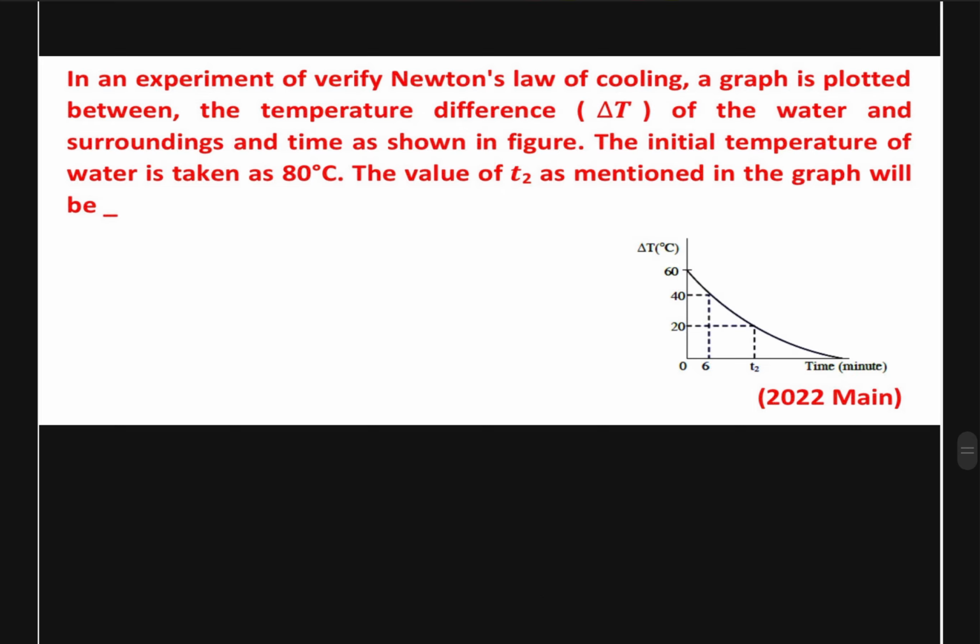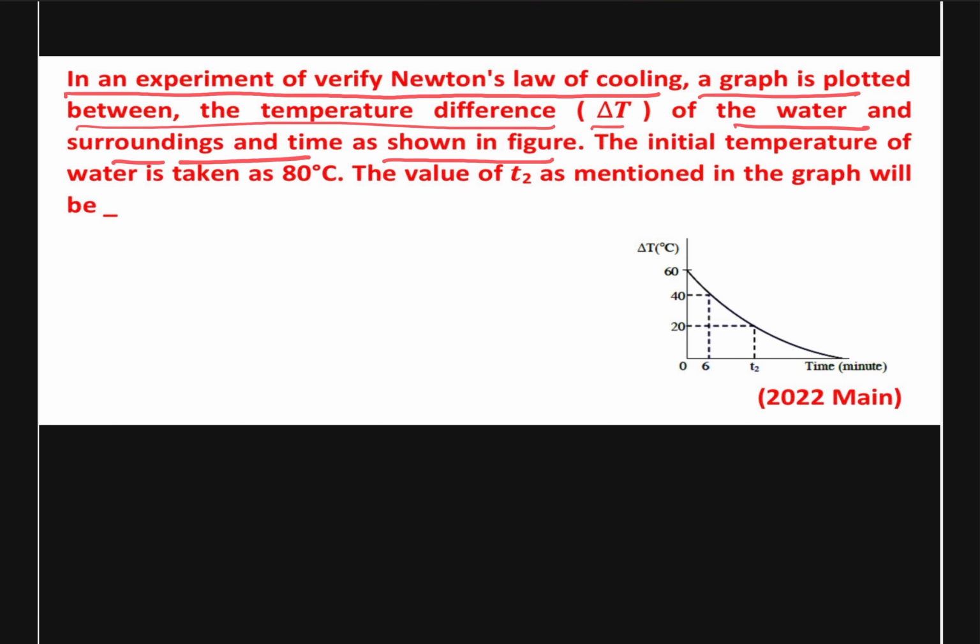So it states that in an experiment to verify Newton's law of cooling, a graph is plotted between the temperature difference delta T of the water and the surrounding and time as shown in the figure. The initial temperature of the water is taken as 80 degrees centigrade. The value of T2 as mentioned in the graph will be.